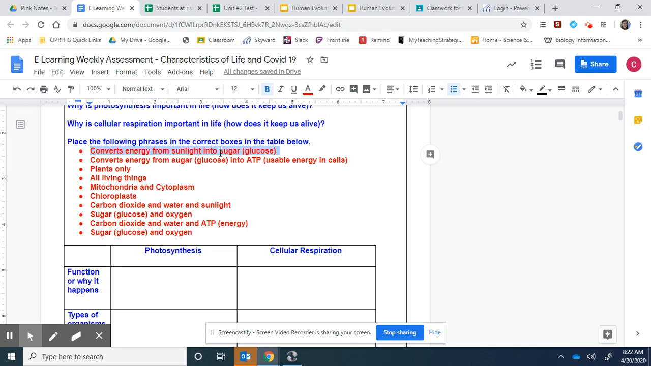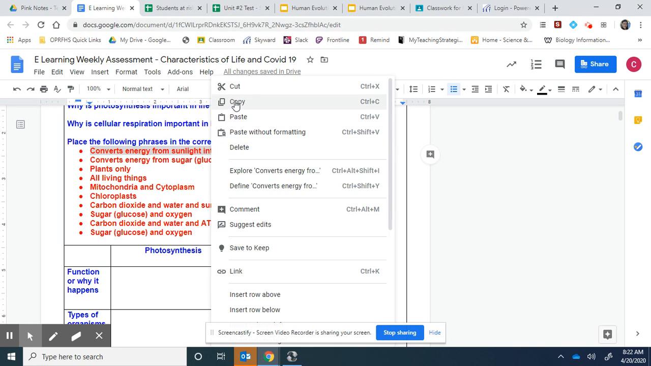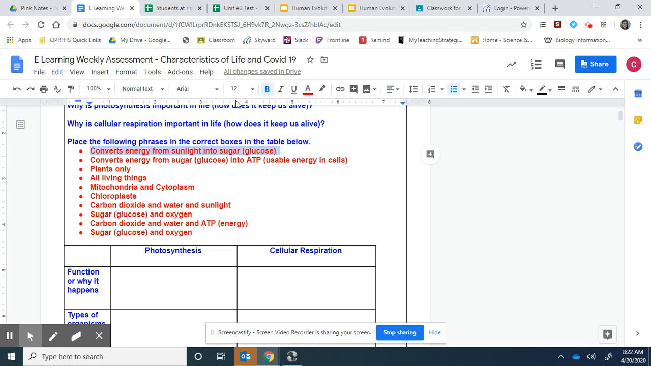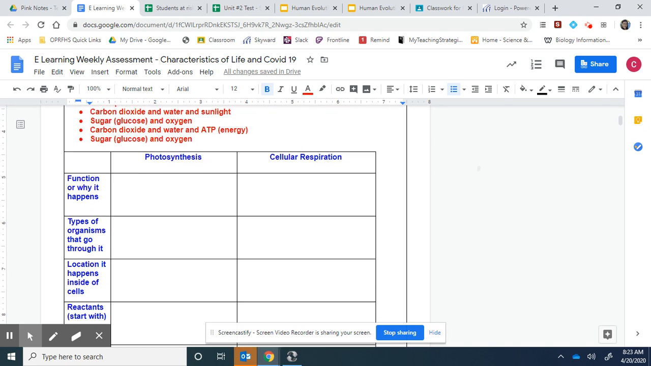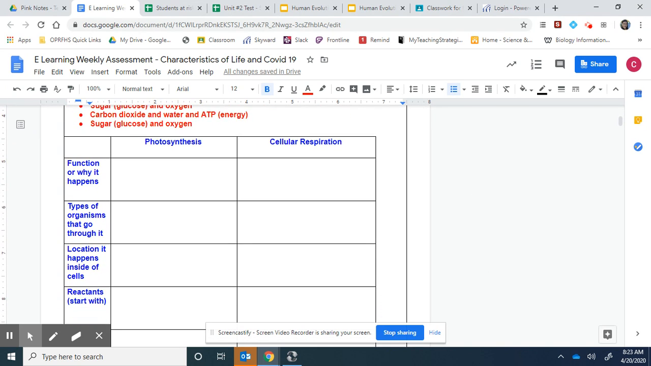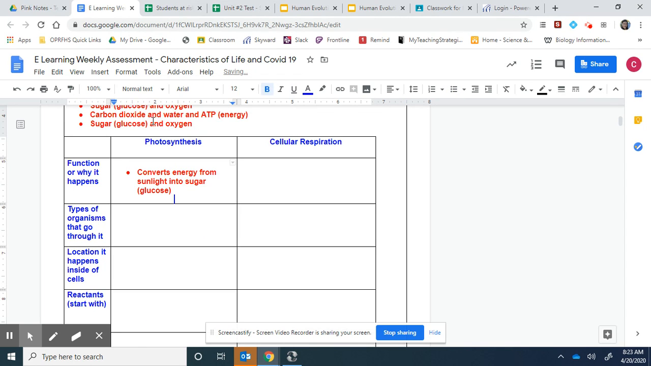So if I read this first one, converts energy from sunlight into sugar or glucose, I'm going to copy it. Now I'm going to think, what does that mean? It converts or changes energy from sunlight into sugar or glucose. So I'm going to go down to my chart. And I know that probably has to do with sunlight. So it's probably going to be photosynthesis. And that seems to be like a function of why this happens. So I'm going to go like this and paste it into my box.